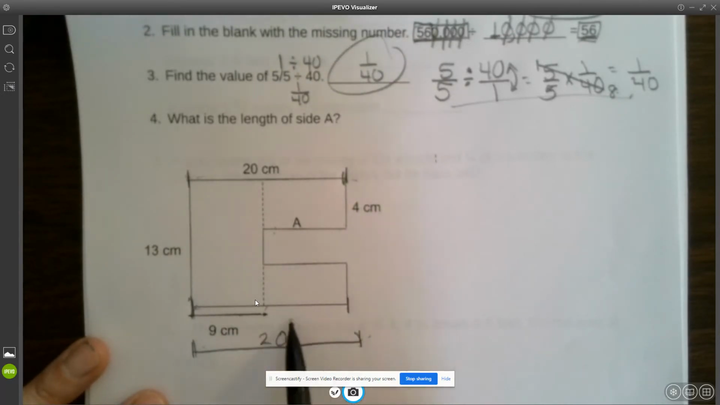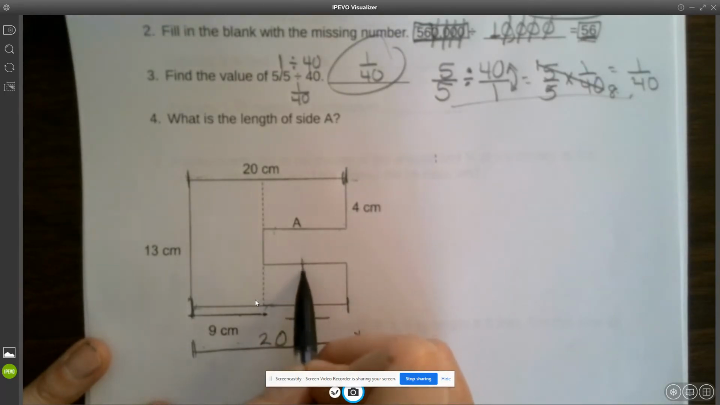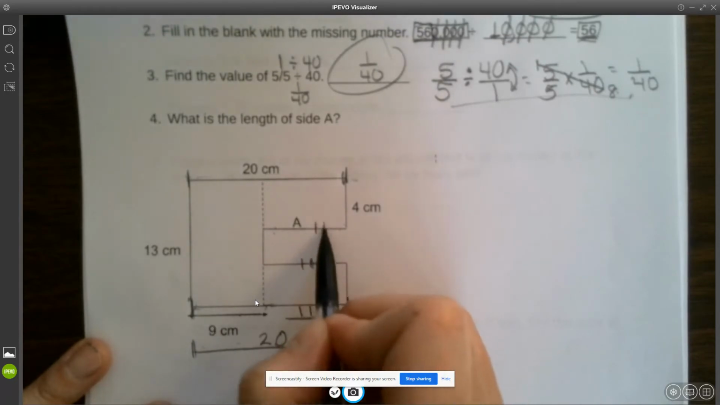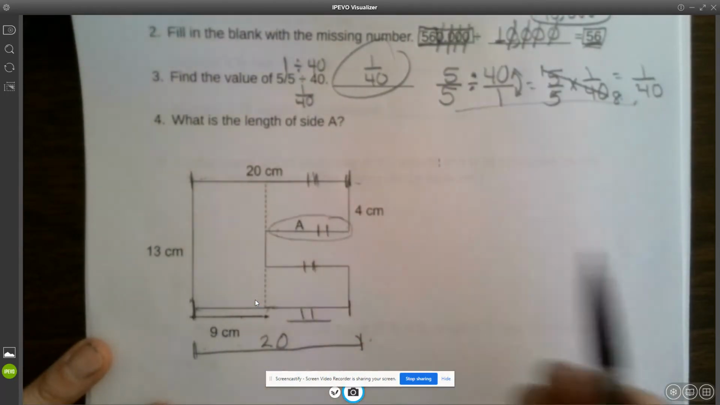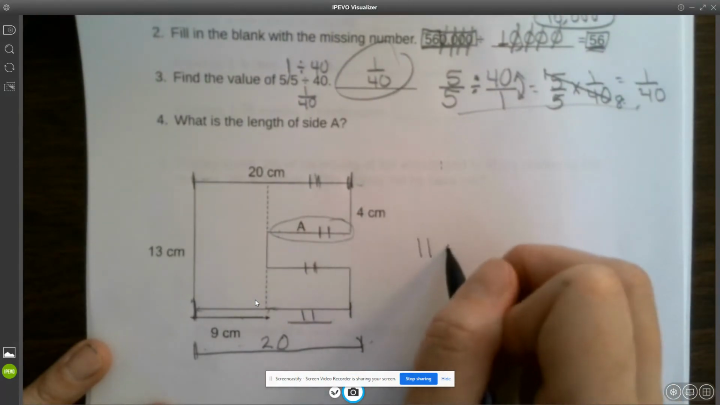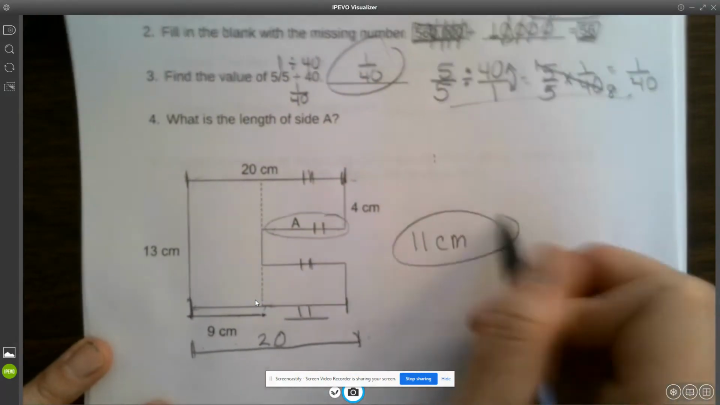So 9 plus whatever this is has to equal 20. So 9 plus what is 20? Well, 9 plus 11 is 20. So if this is 11, then that means this is 11, this is 11, this is 11. So side A is 11 centimeters. And it's not squared because it's just the length.